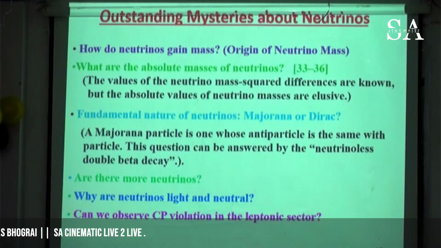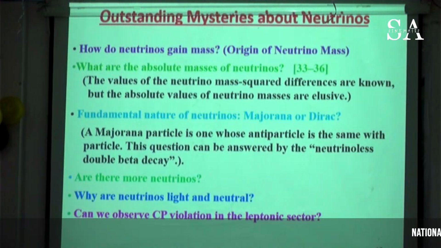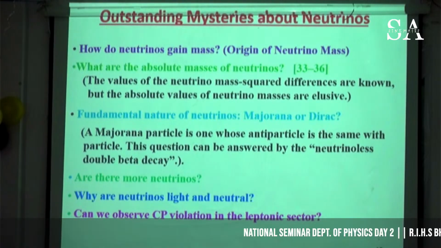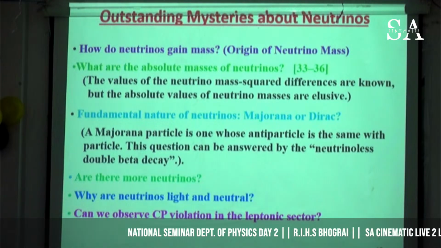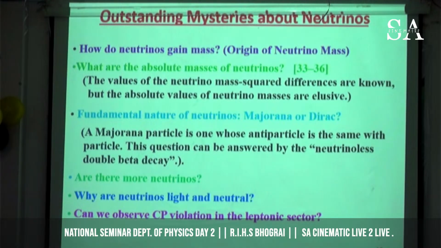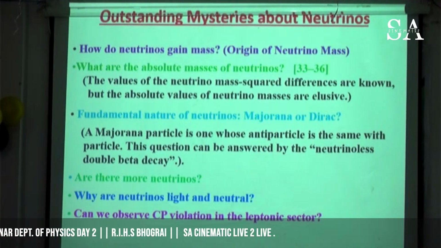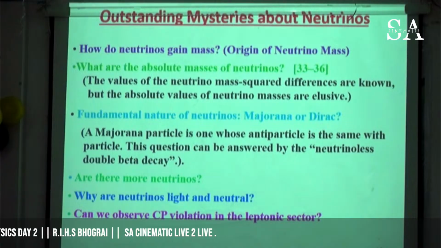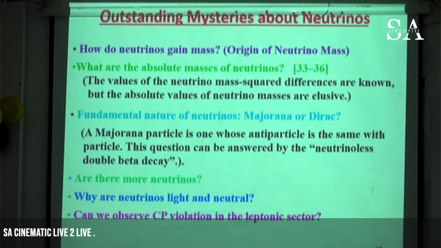It is not confirmed. So what is the origin of neutrino mass? Our students who are present here, I hope in future many of them will work on this type of problem and will give the answer. Then, what are the absolute masses of neutrinos? There are 3 types of neutrino: electron type, muon type, and tau type. What is the absolute mass of these? Till now it is not known, but the values of the neutrino mass-squared differences are known.